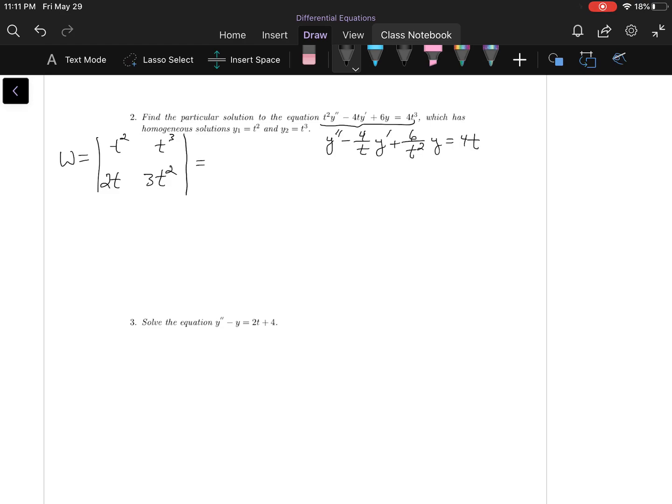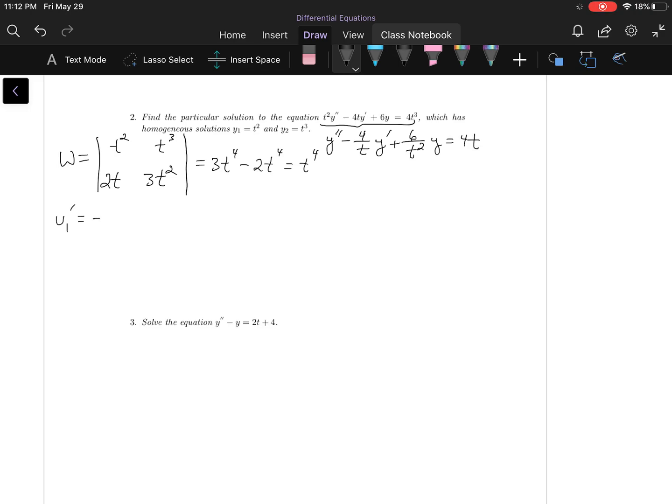Then when you cross multiply, you've got t squared times 3t squared, which is 3t to the 4th, minus, now cross multiply the off diagonal, you've got 2t times t cubed, which is 2t to the 4th, and we are left with a single t to the 4th as our Wronskian. And now we could jump to finding u1 prime and u2 prime.